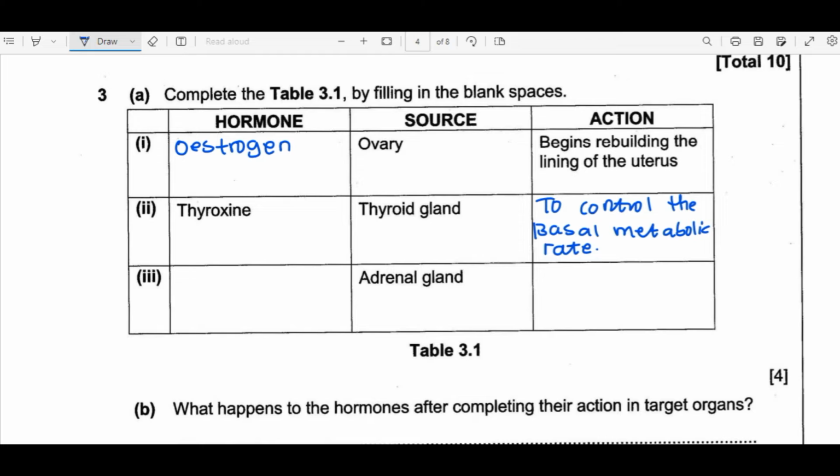Then we have the adrenal gland, which produces the hormone for number 3, adrenaline. Not only adrenaline, it also produces noradrenaline. Then we also have the gonads. The gonads have to do with sex. So we have the testes under male, then the ovary under the female. Then the function for this one is just to prepare the body for the emergency.